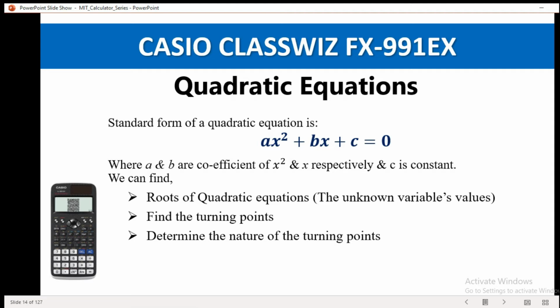So this calculator will give us the turning point of the parabolic curve as well, and it also determines and shows the nature of the turning point, whether the graph is giving us the maximum value or the minimum value. So let's consider an example.